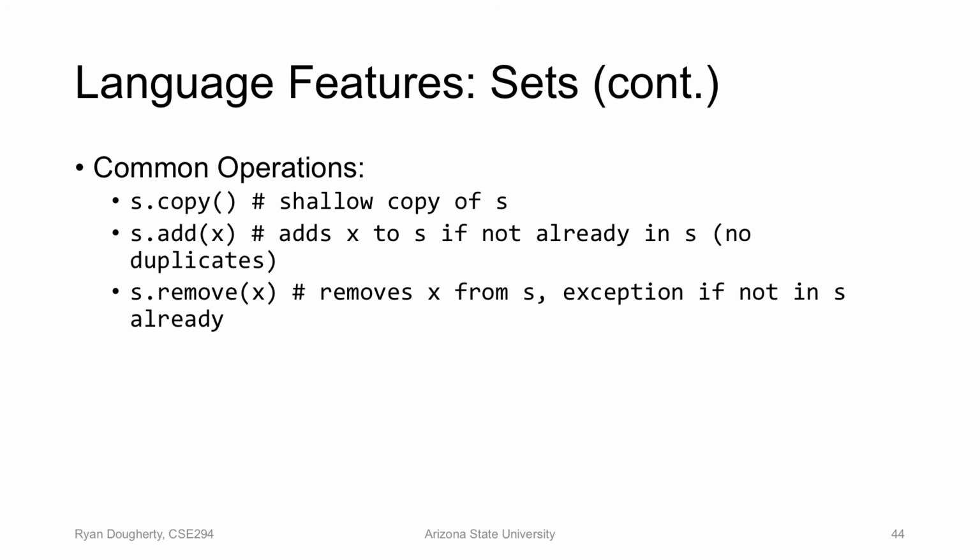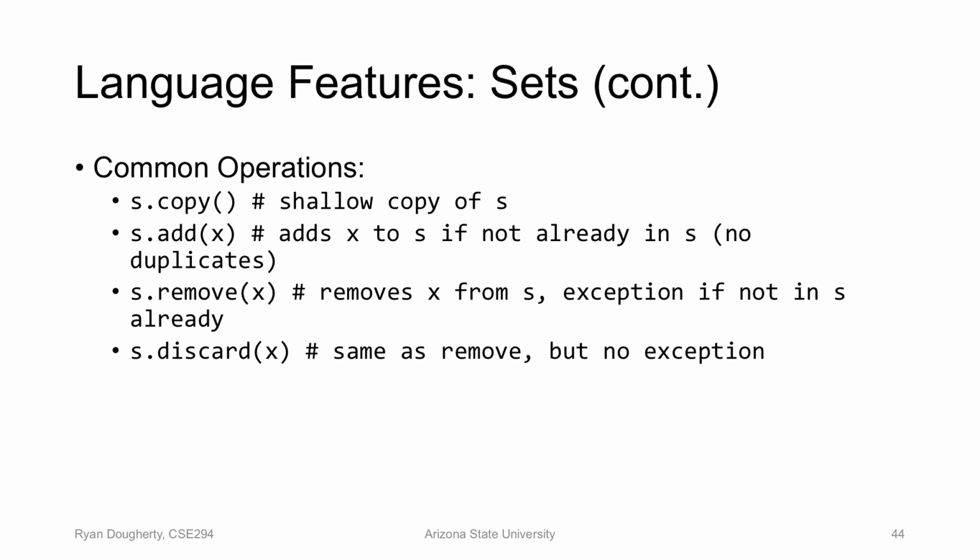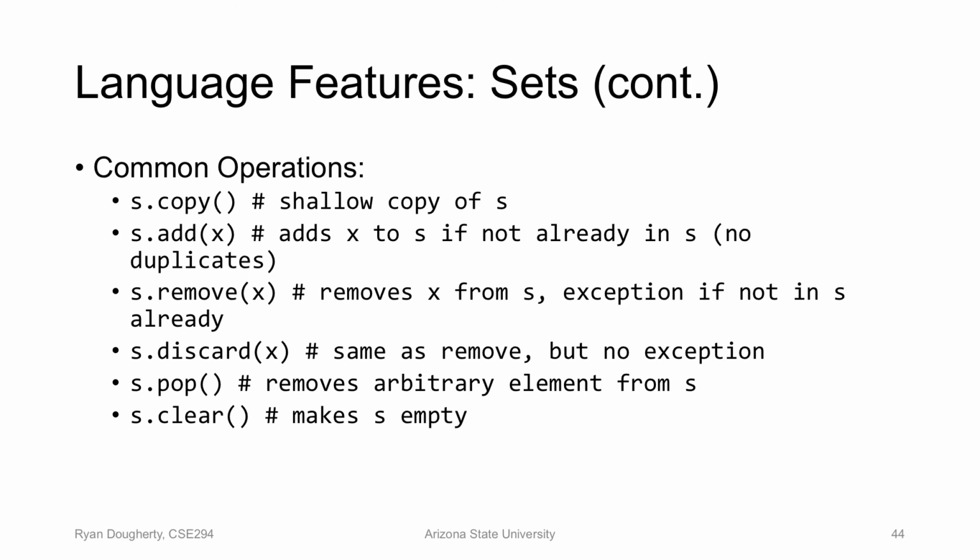S.remove(x): if x is there, then it removes it. If it's not, it will throw an exception because it's trying to remove something that doesn't exist. S.discard(x) is the same, but no exception. S.pop: since we can't index into a set, there's no way to remove, say, the last element of a set, so it just removes an arbitrary element. Sometimes that's necessary when you want to pick an arbitrary element, so that's an easy way to do that. S.clear, like for lists, is just the same thing as making the container empty, and that's it.